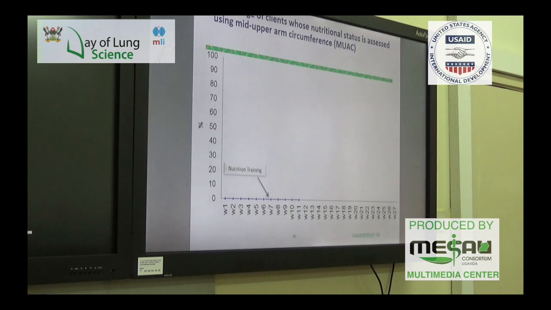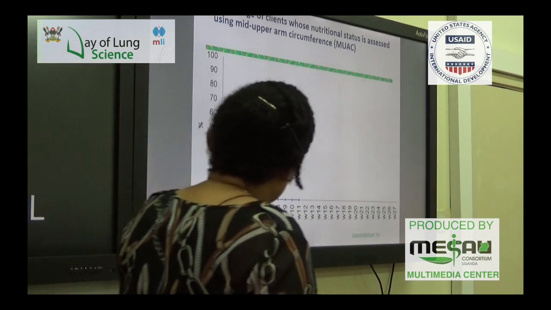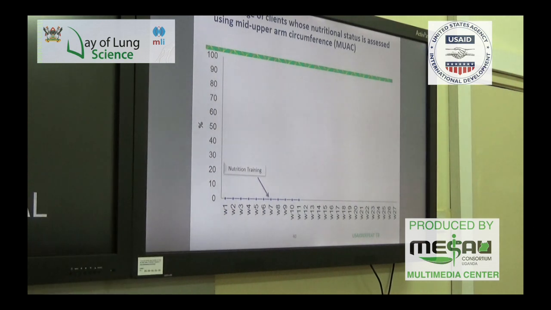So then, in week 7, as we do, we have a nutrition training. A comprehensive, actually 6-day training with demonstrations off-site, everything, 6 days. Again, in week 9, we delivered commodities. That was a time when we were rolling out the ready-to-use therapeutic food to treat malnutrition. Those and the MUAC tapes were delivered, commodities were delivered. Another 2 weeks, there was nothing happening, right?